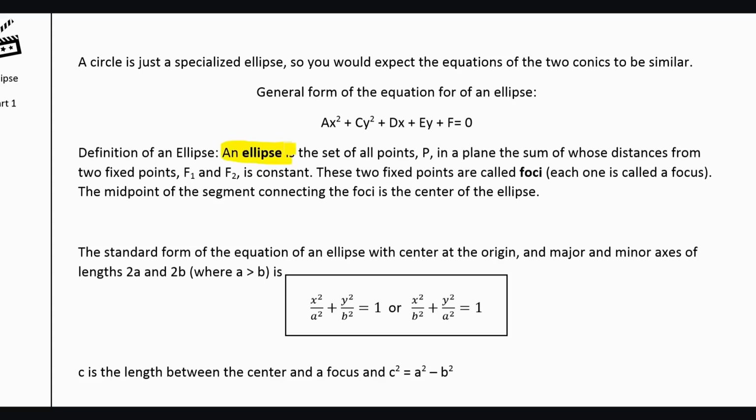An ellipse is the set of all points P in a plane, the sum of whose distance from two fixed points, F1 and F2, is constant. The special thing about these two fixed points is they're called foci. One way you can think about this is we've got these two fixed points, and each one is called a focus. This is our first focus, and this is our second one.